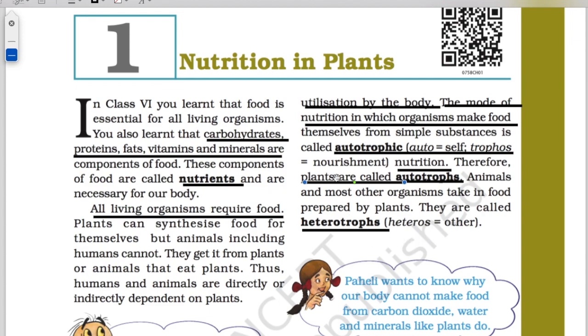So, it is clear to us that plants can prepare their food with the help of simple substances by themselves. Therefore, they are known as autotrophs. Other animals take in food prepared by plants, so we call them heterotrophs.